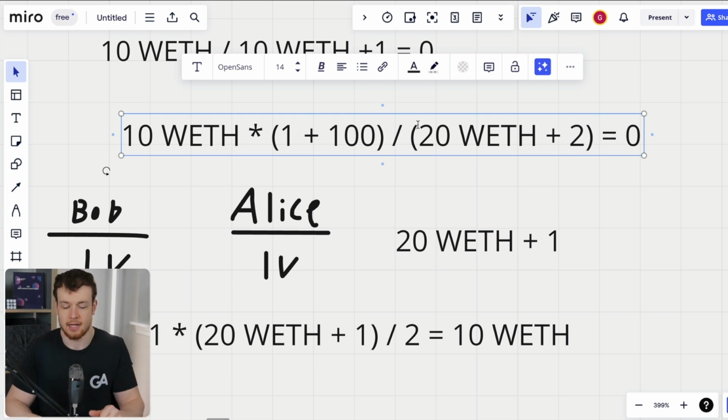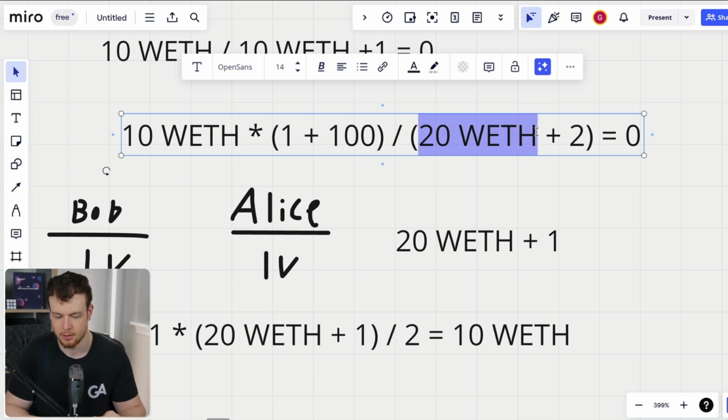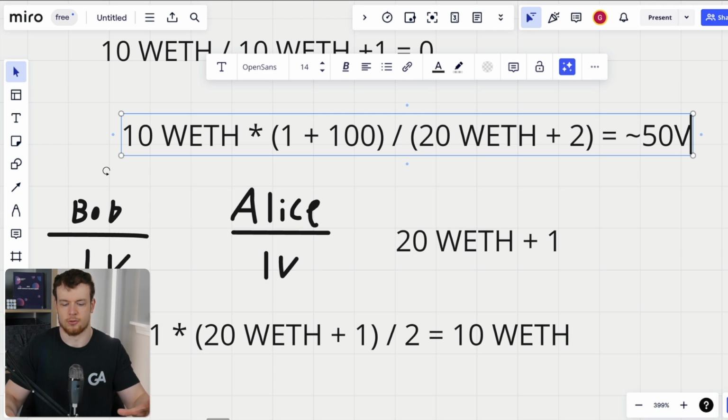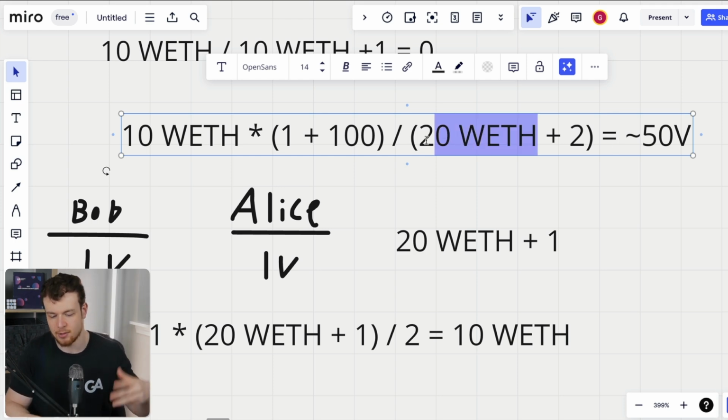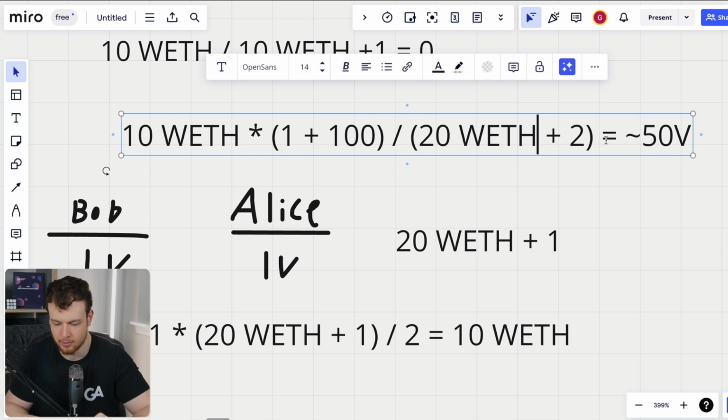And now even if Alice sends in 20 wrapped ether, then Bob still gets, so 10 wrapped ether times 100, that is 1,000 divided by 20. So it's going to be about 50 vault tokens. There's, of course, this 2-way here. I'm just going to ignore that. But the point is, Bob wasn't able to get rounded to 0, even with Alice depositing 20 wrapped ether.